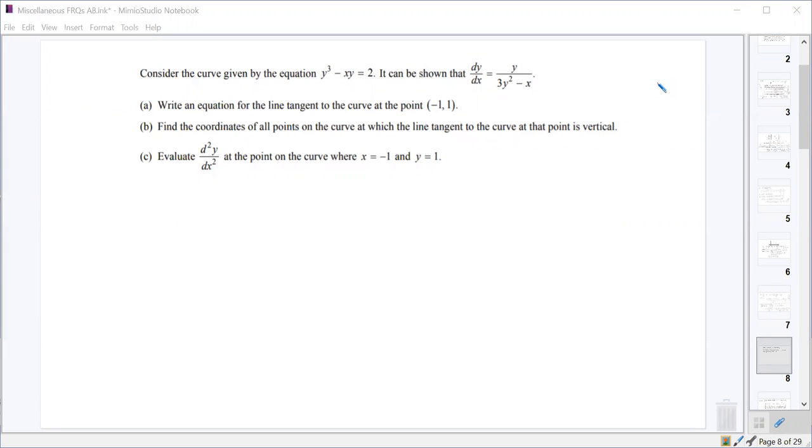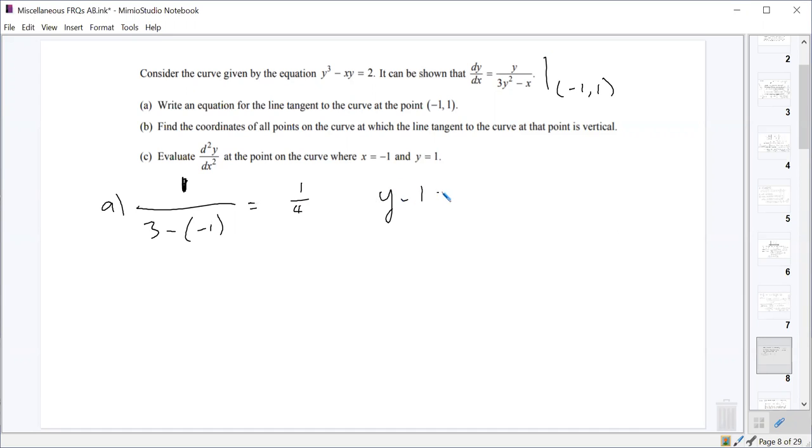So we've already got the point. We just need to find the slope. So we will evaluate this derivative at x equals -1, y equals 1. Which should be what? 1 over 3 times 1 squared, so 3, minus -1. That should just be 1/4. So that should be y minus 1 equals 1/4 times x plus 1. Good? Part A, good? Easy enough?